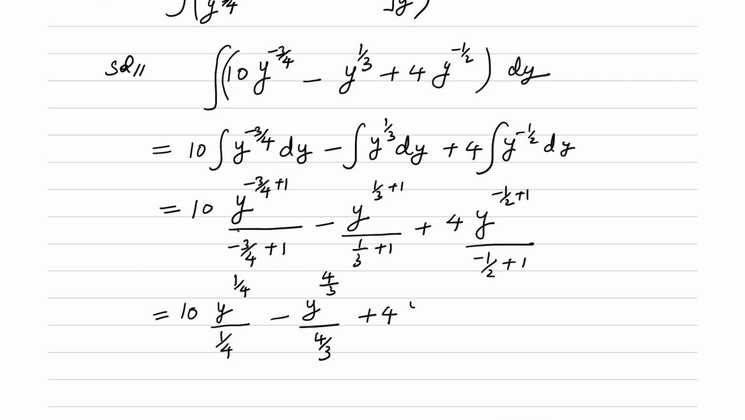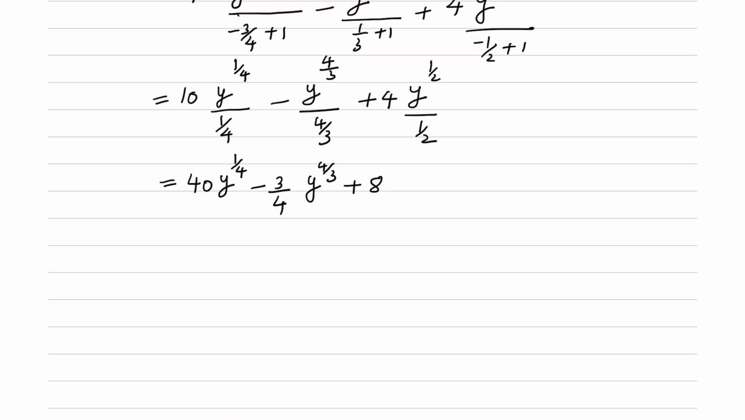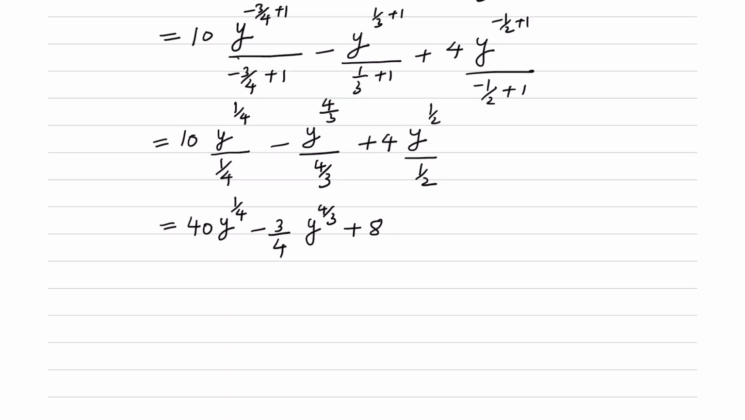We have y to the power 1/2 over 1/2. We can simplify this. This 1/4 comes up and it becomes 40 y to the power 1/4, minus 3/4 y to the power 4/3, plus 8. The 1/2 comes up and gets multiplied with 4, so you have 8 here, y to the power 1/2, plus some constant.